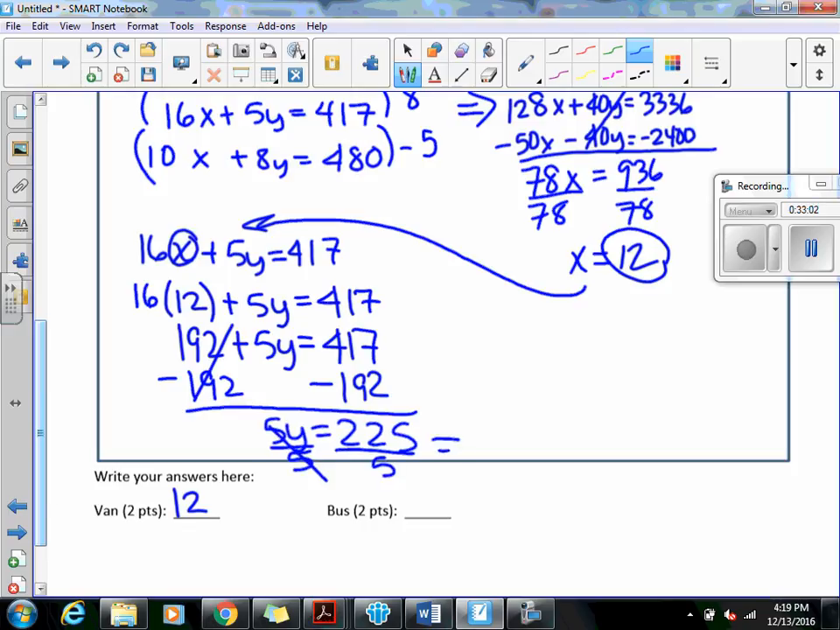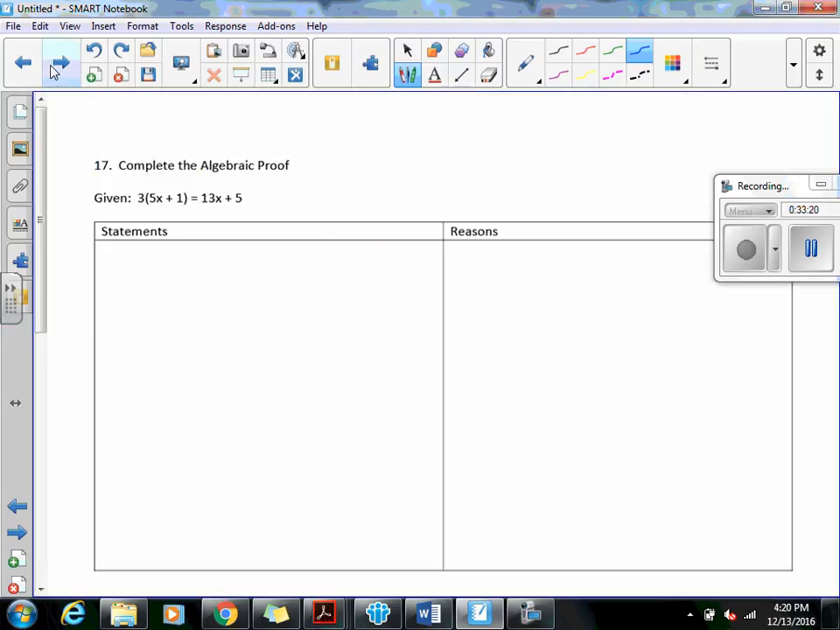So we're out of space, and I get 45, which makes sense because buses carry more people than vans, right? So that's it. Are we done? Have we finished? Is there any more? Aha, I was wrong. There's one more problem. So we have to complete the algebraic proof.